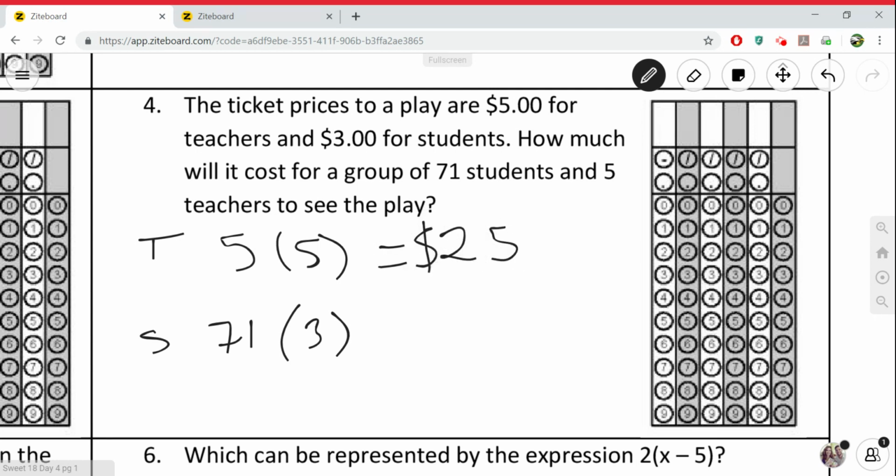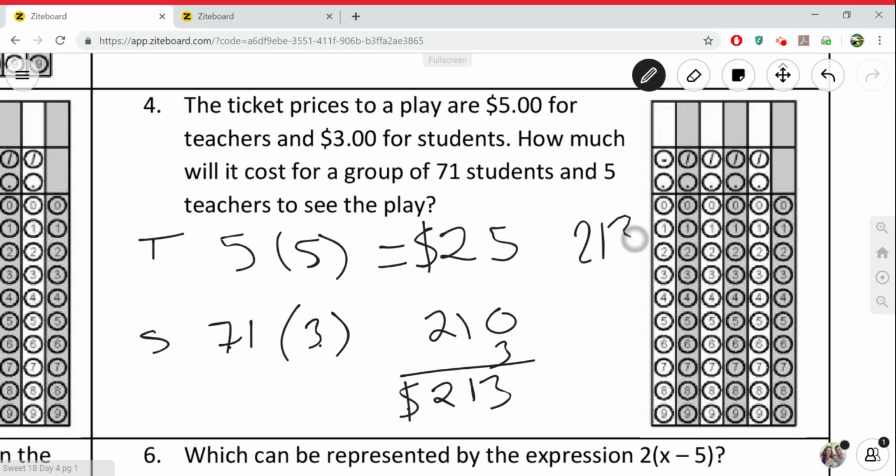If I do 71 times 3, well, 3 times 70 is 210, and 3 times 1 is 3, so that's 213. And then I add these together. I have 213 plus 25, and I end up with 5 plus 3 is 8, 2 plus 1 is 3, and then I have the 2. So this is $238.